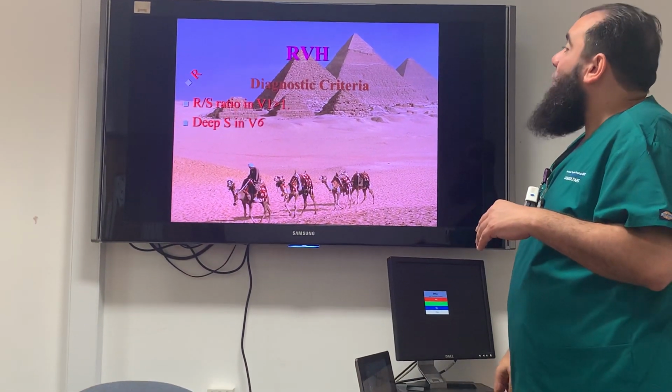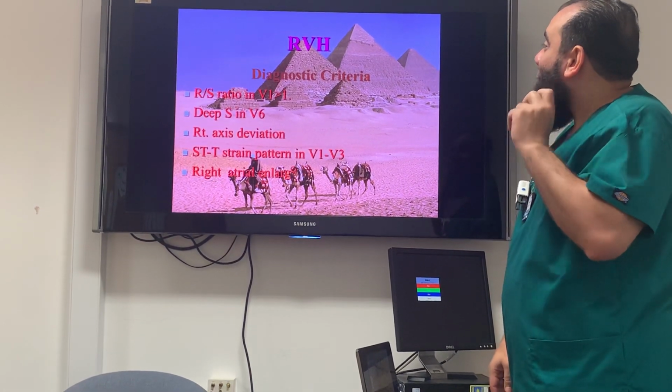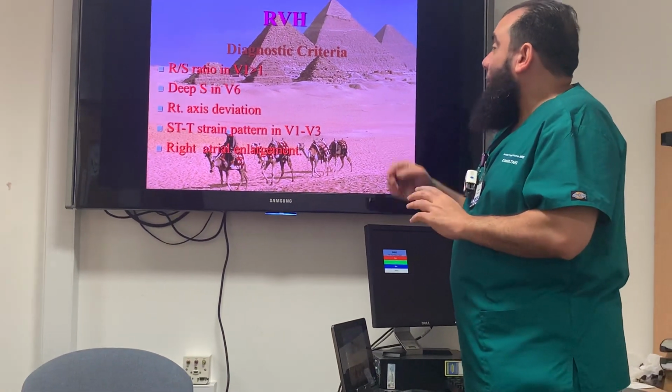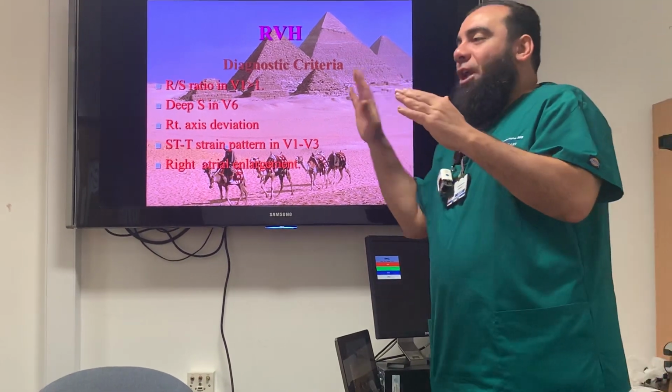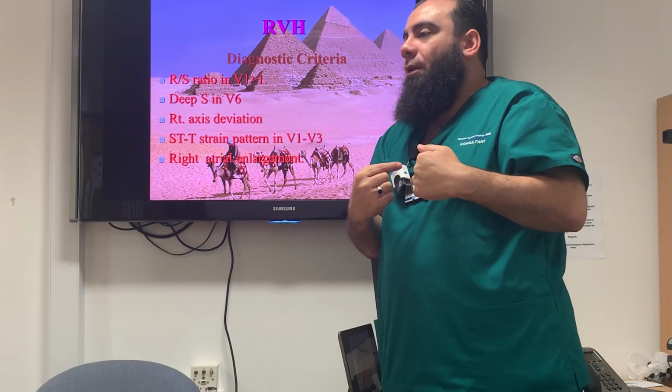RVH. What do you expect in RVH? Letters are dropping now. Okay. What do you expect in RVH? Right ventricular hypertrophy. Oh, we are reading. I already put it in. Okay. What do you expect? Okay, leave it.